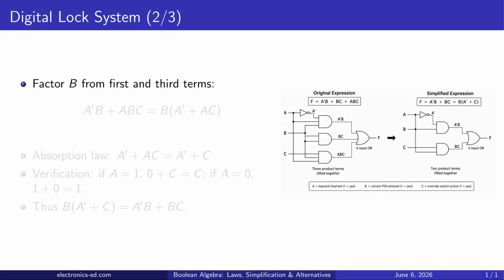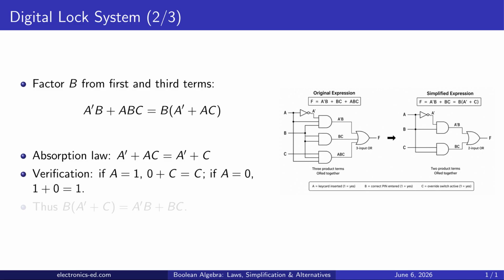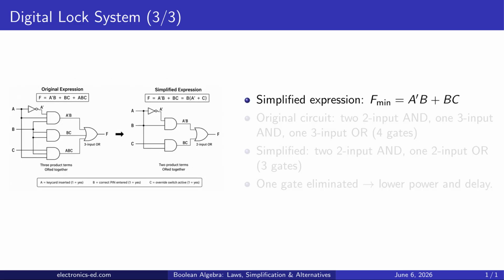First, we can factor out B from the first and third terms. This gives us B times the quantity A prime plus A C. Now apply the absorption law, which says A prime plus A C simplifies to A prime plus C. We can verify this by checking both cases. If A is 1, then 0 plus C equals C. If A is 0, then 1 plus 0 equals 1. So B times the quantity A prime plus C becomes A prime B plus BC. Our simplified minimal expression is F min equals A prime B plus BC.